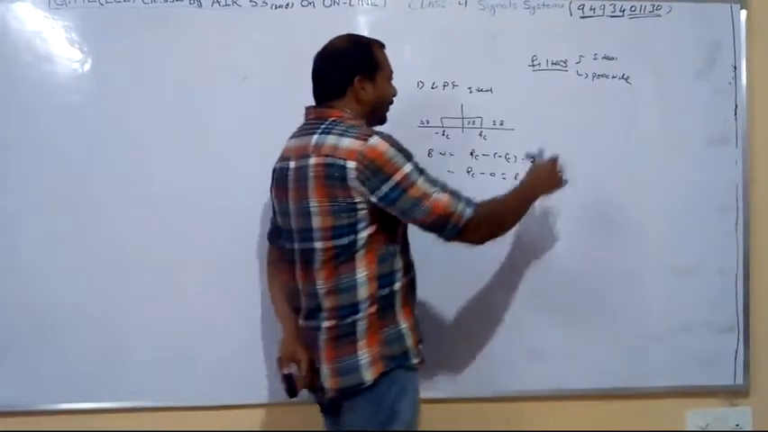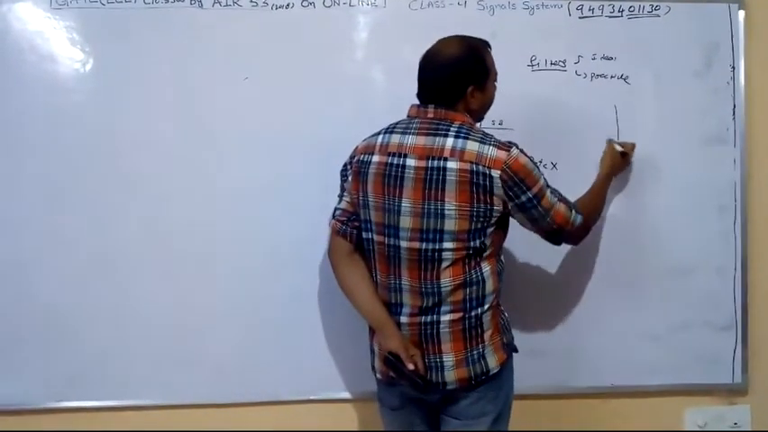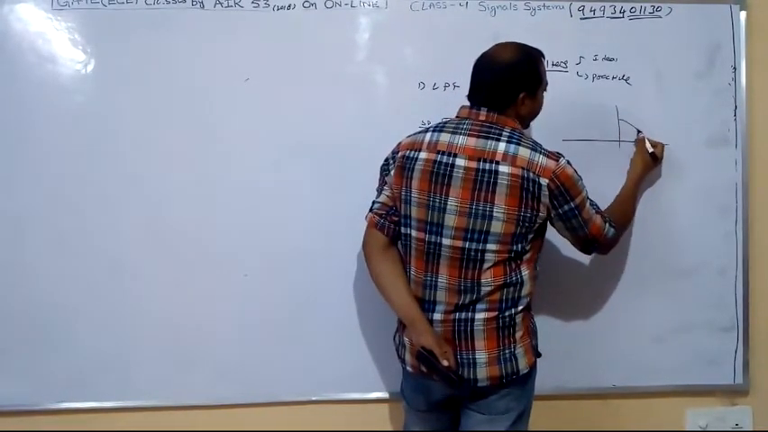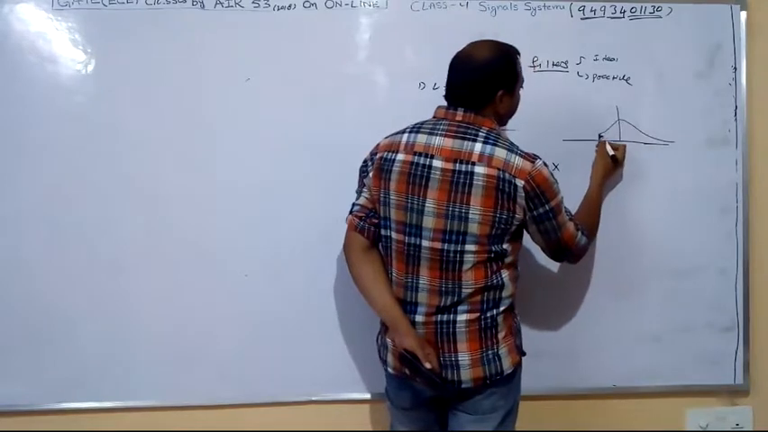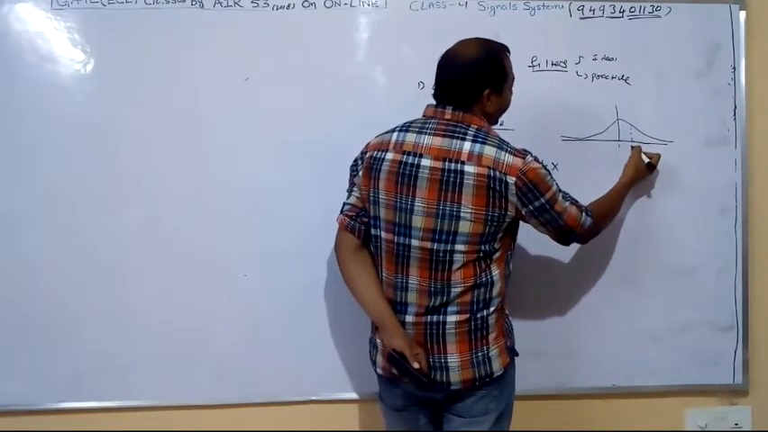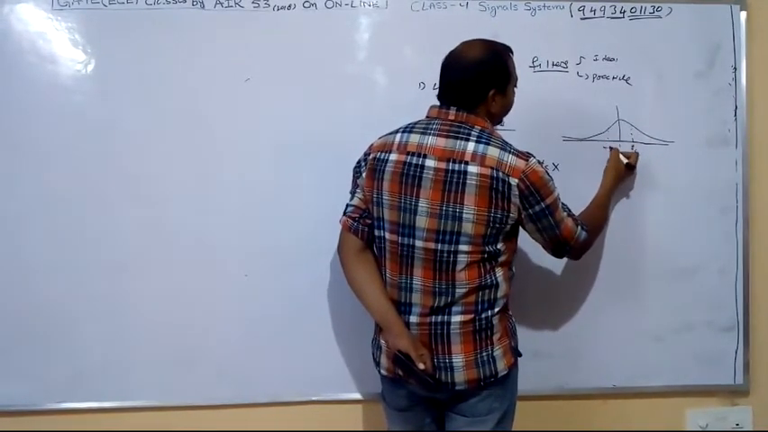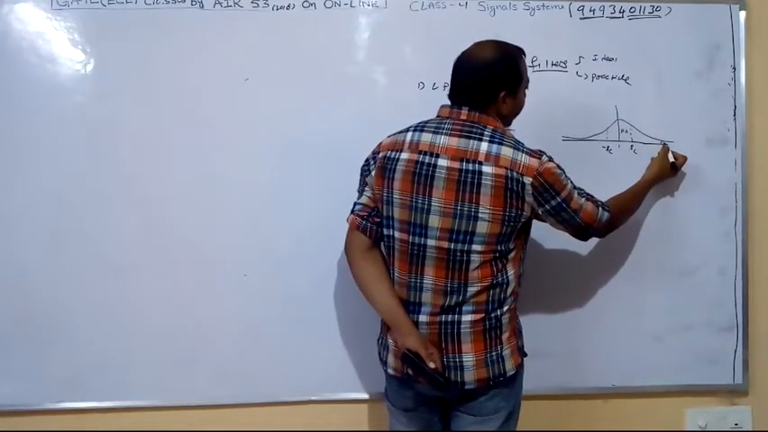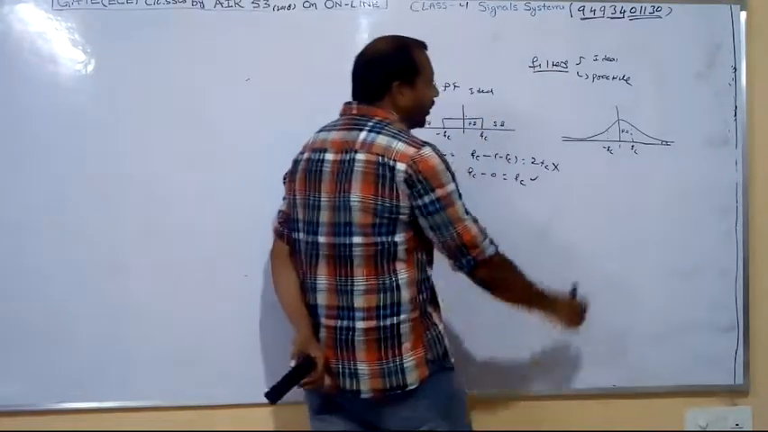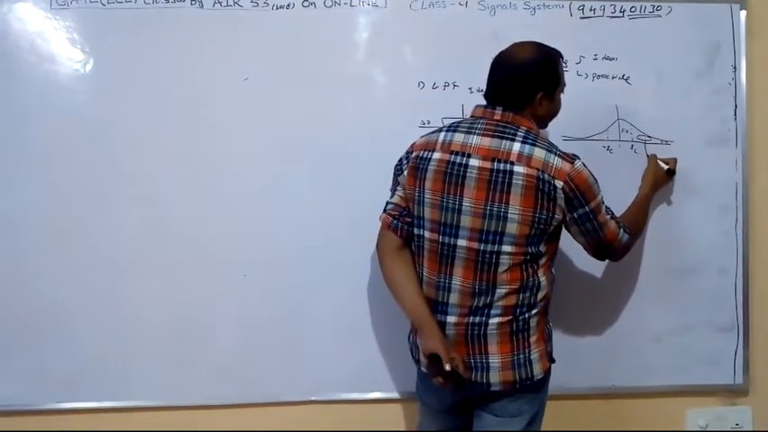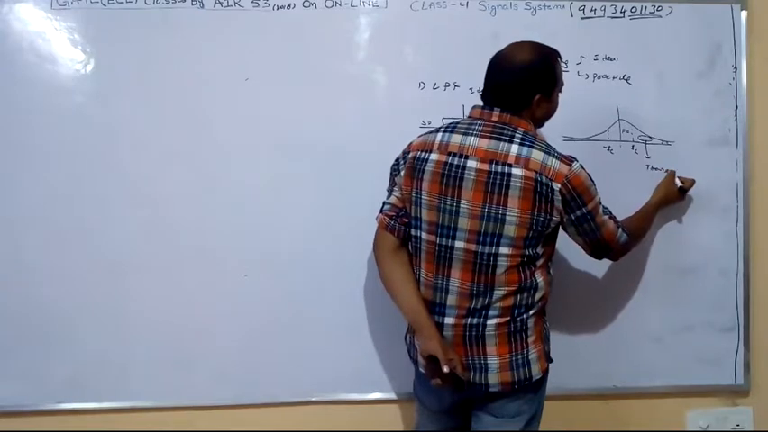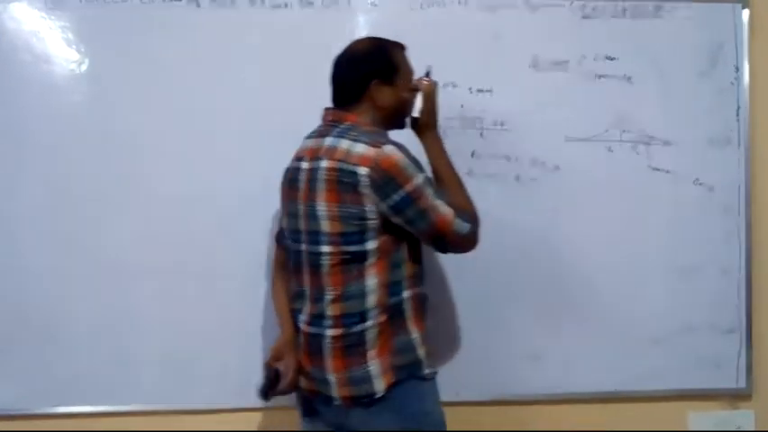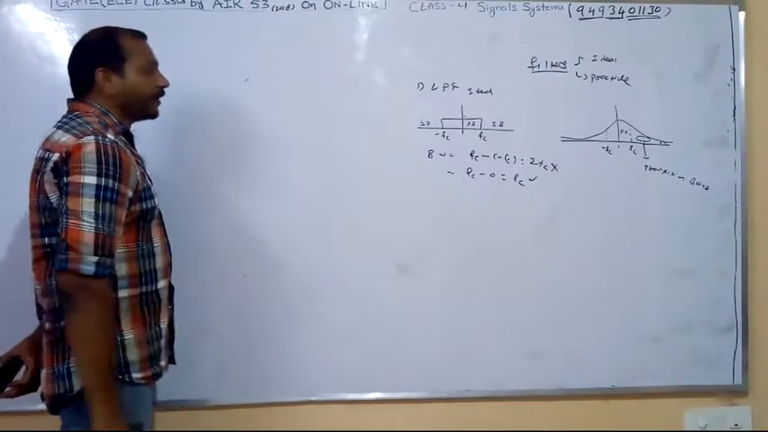And coming to the practical low pass filter, the characteristic of this practical low pass filter is like this. Up to some frequency called fc, and this is minus fc, this corresponding region is called the pass band, and where the response reaches 0 is called the stop band, and the region between them is called the transition band. This is the practical low pass filter.